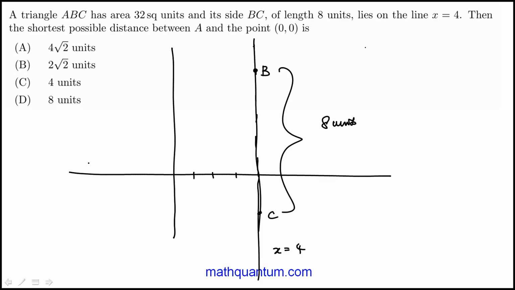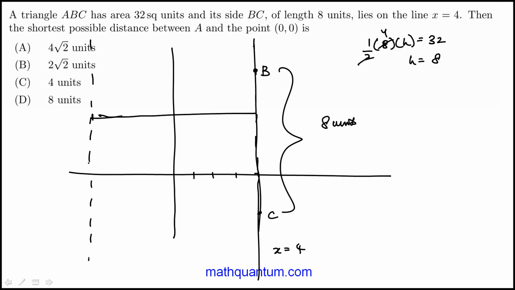Now we're given the area, so we can figure out its altitude. We can consider BC as the base. And you will see that the altitude is 8. So that means that the perpendicular distance, I mean, the altitude, has to be 8 units, which means that the altitude can be anywhere on this line, x equal to -4, because that's 8 units away.